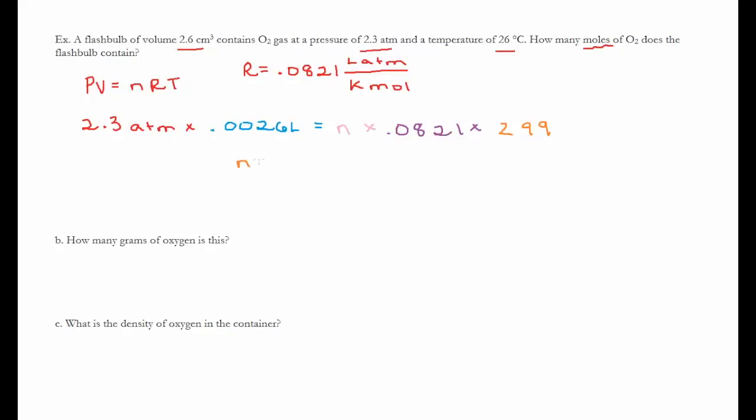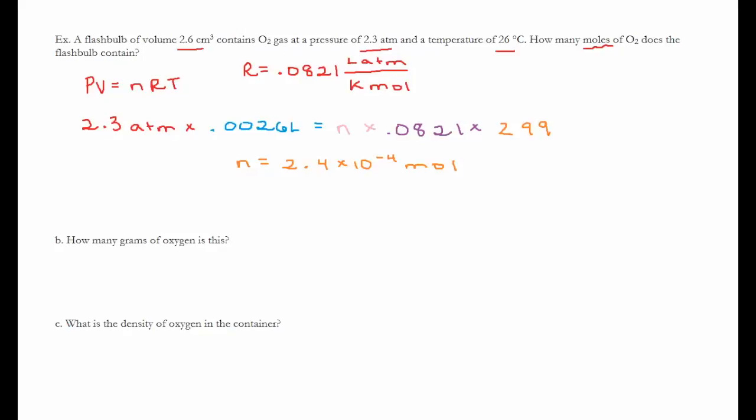And so when I solve for my n, I multiply 2.3 by 0.0026, divide that by 0.0821, divide that by 299, and what I end up with as my answer, having 2 sig figs, is 2.4 times 10 to the negative 4th moles. Okay, so that's the first part of this problem.